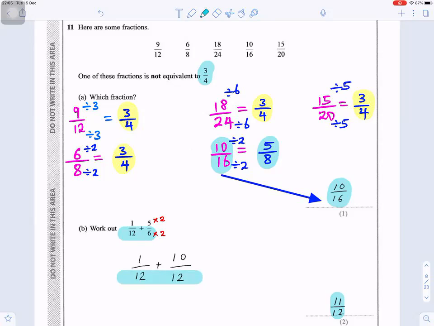You add the numerators. 1 plus 10, it gives you 11. And then the denominator is 12. So your answer is 11 over 12.